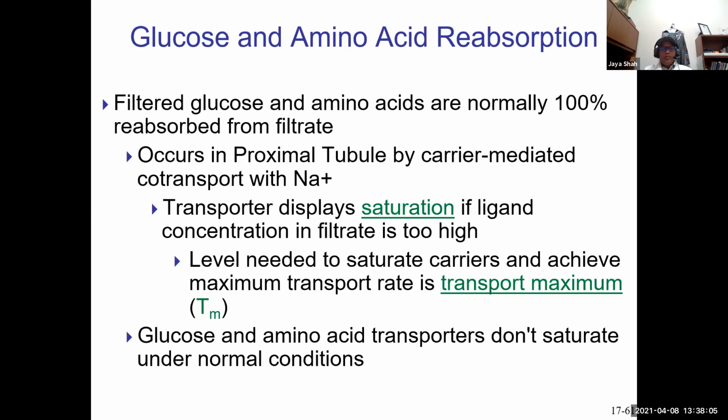Glucose and amino acid reabsorption, we talked about earlier. Filtered glucose and amino acids are normally 100% reabsorbed from the filtrate, which occurs in the proximal tubule by carrier-mediated co-transport with sodium. We talked about it. The transporter displays saturation if ligand concentration in the filtrate is too high. Let's see, I'm going to bring that up again. So let's see our normal blood glucose level. What is our normal blood glucose concentration, blood sugar? 70 to 100 milligrams per deciliter, per 100 ml.